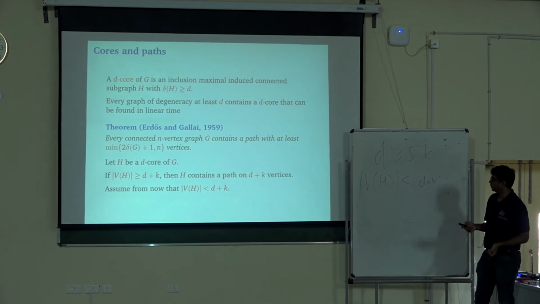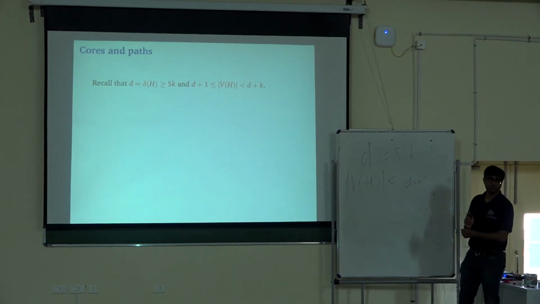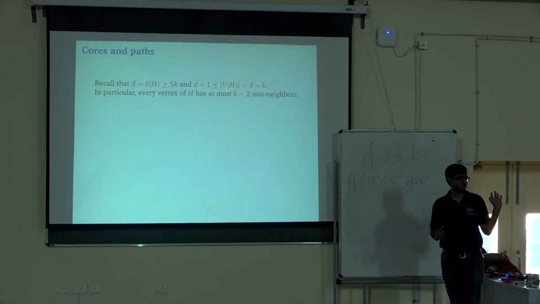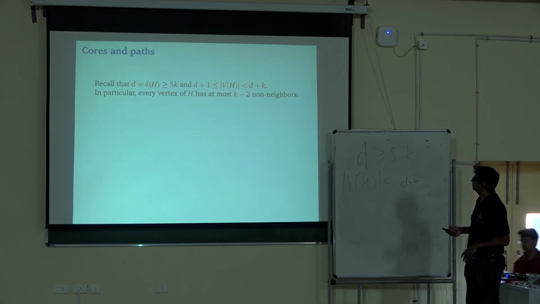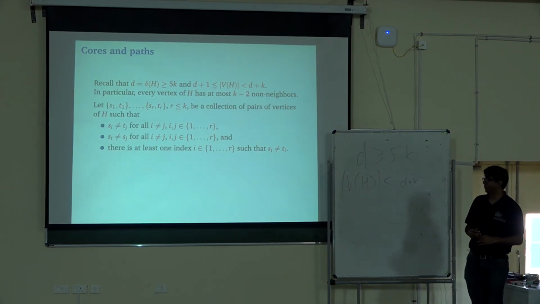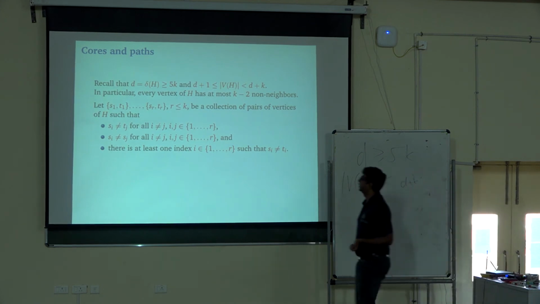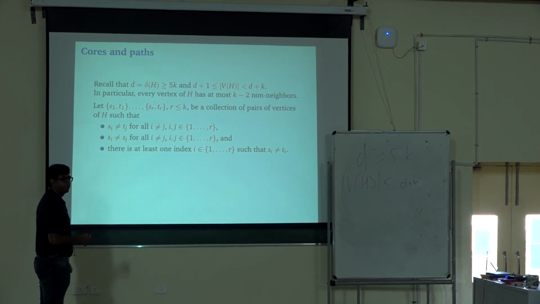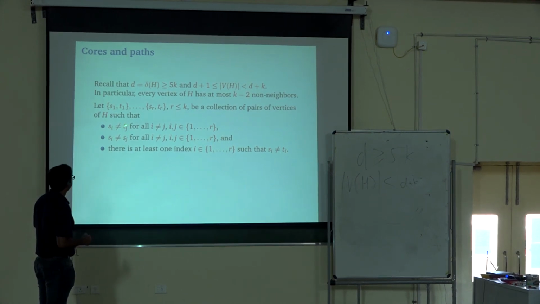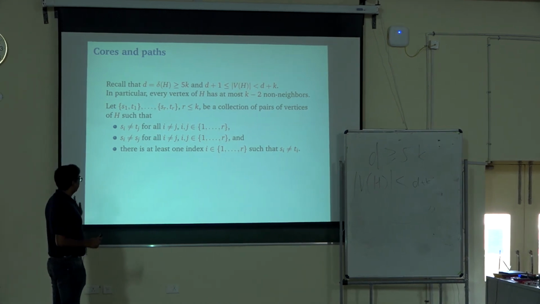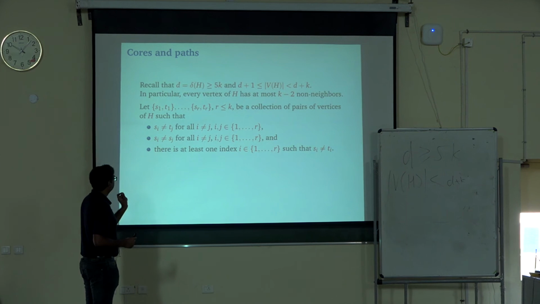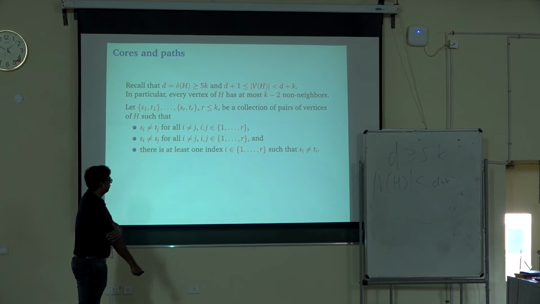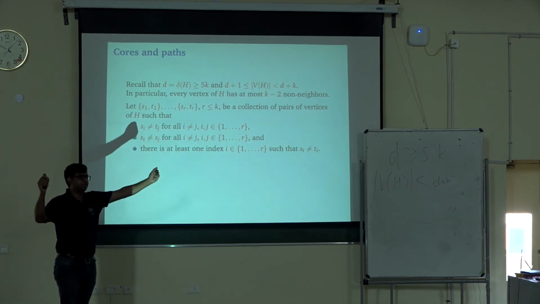So what I mean by this, let's see. Every vertex has at most K minus 2 non-neighbors. This is my only technical slide, so please bear with me. So given some pairs S1, T1 up to SR, TR, where R is at most K, a collection of pairs of vertices of H such that Si is not equal to Tj for i not equal to j, Si is not equal to Sj for i not equal to j, and there is at least one index where Si, Ti are not the same.